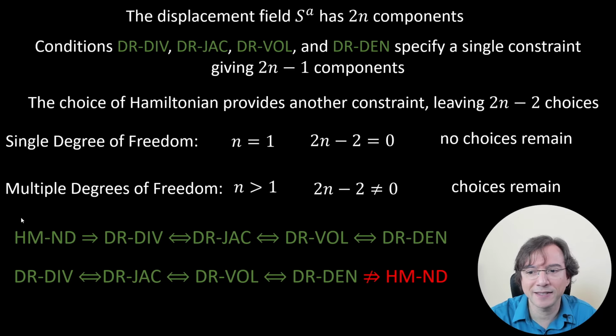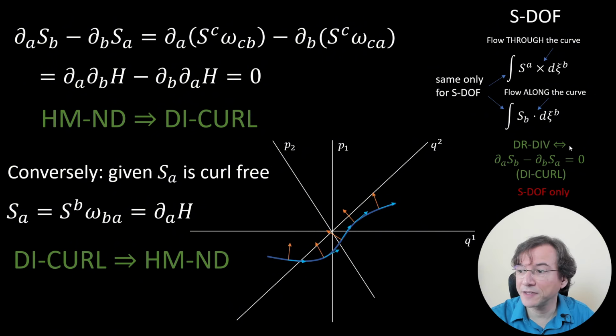So while it's true that Hamiltonian evolution implies all these conditions, it is not true that these conditions imply Hamiltonian evolution. So now we have to figure out what else is there, what are the things that are actually equivalent to the evolution of Hamiltonian mechanics. When we looked at the single degree of freedom, we had this interesting fact that the divergence of the displacement field being 0 was equivalent to saying that the curl of the rotated displacement field was 0. And this is only going to be valid for a single degree of freedom.